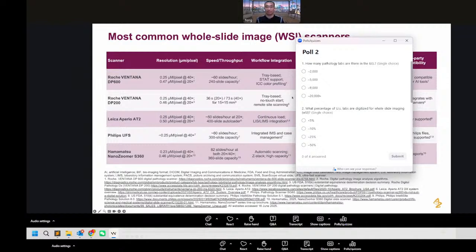All right. The first question is how many pathology labs are in the US? The second question is what percentage of US labs are digitized for whole slide imaging, with one of those scanners? And the third question is roughly how much does it cost to set up a mid-sized digital pathology lab? That includes not just the scanner. The scanner is just one thing, but you have to consider storage, IT, and infrastructure, plus the experts, the FTEs. Everything included. So give a wild guess.